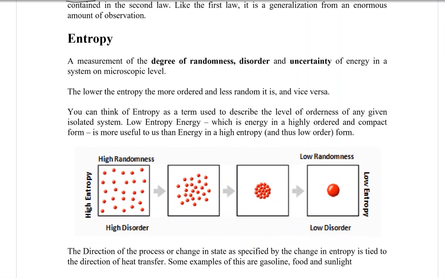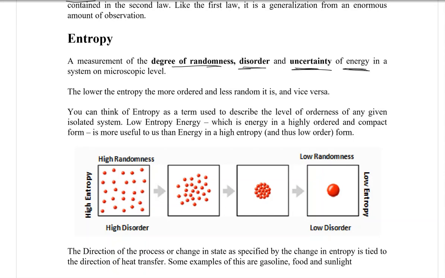and that property would help us in defining the second law of thermodynamics. And the property is called entropy. Entropy is the degree of randomness, disorderedness, and uncertainty of energy in a system on a microscopic level. So it is the randomness, disorderedness, and uncertainty of the energy in a system. So that means if we have a low entropy, we would have a high energy, and if we have a high entropy, we would be talking about low energy.